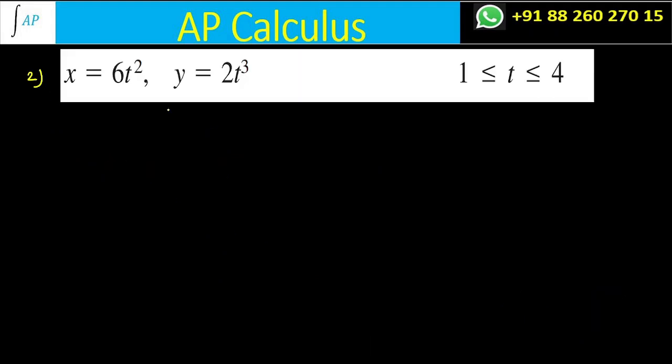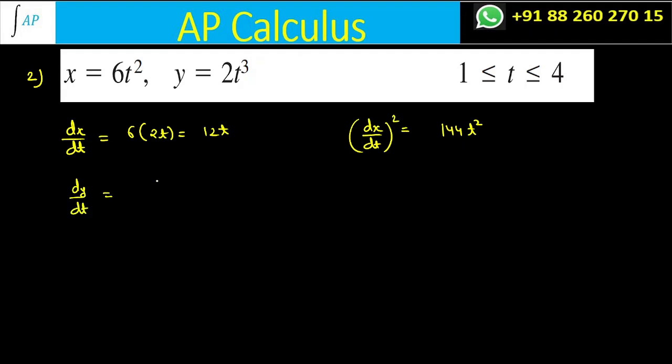Question number 2. Here there is no trigonometric function, only x and y. So first of all, let's calculate again the same thing. dx over dt, differentiation of this, 6t squared differentiation is 12t. So we can also find dx over dt whole square, that will become 144 t square. Similarly, dy over dt: t cube differentiation is 3t square, so that comes out to be 6t square.